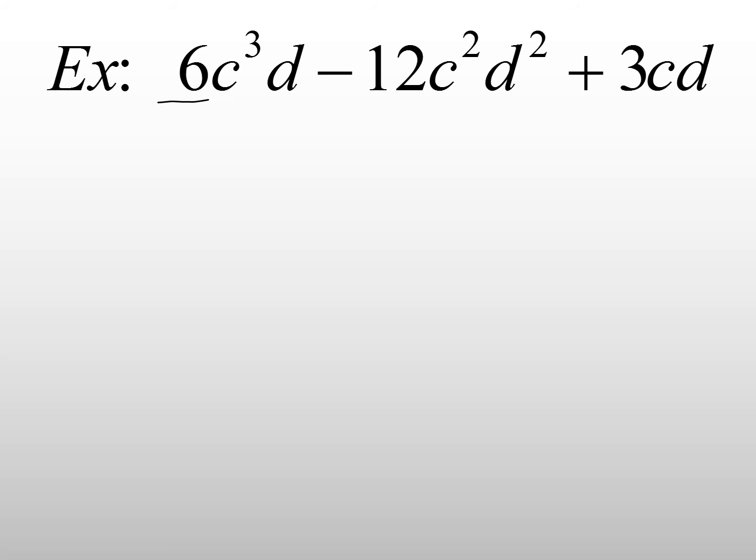If we consider positive 6, negative 12, and positive 3, please notice that 3 divides evenly into each one of those. If we consider c to the third power, c to the second power, and c to the first power, please notice that c divides evenly into each one of those. And if we consider d to the first power, d to the second power, and d to the first power, please notice that d divides evenly into each one of those. If we put those together, we get the quantity 3 times c times d.